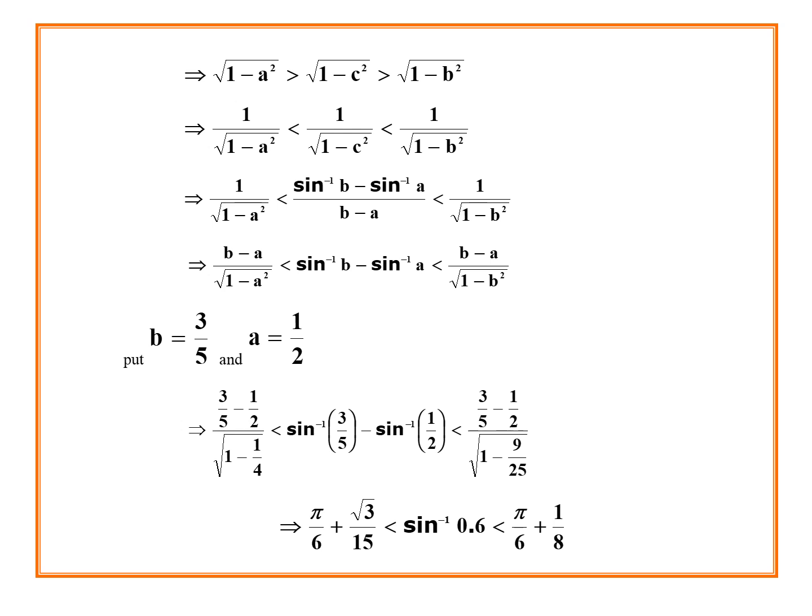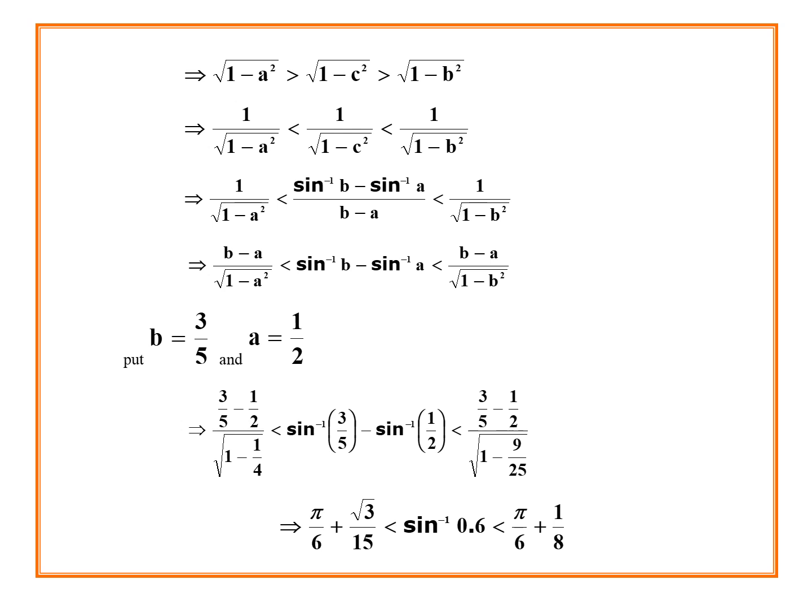That implies b minus a by root over 1 minus a square is less than sin inverse b minus sin inverse a, which is less than b minus a by root over 1 minus b square. Put b equals 3 by 5 and a equals 1 by 2. Substitute in place of b 3 by 5 and in place of a 1 by 2.